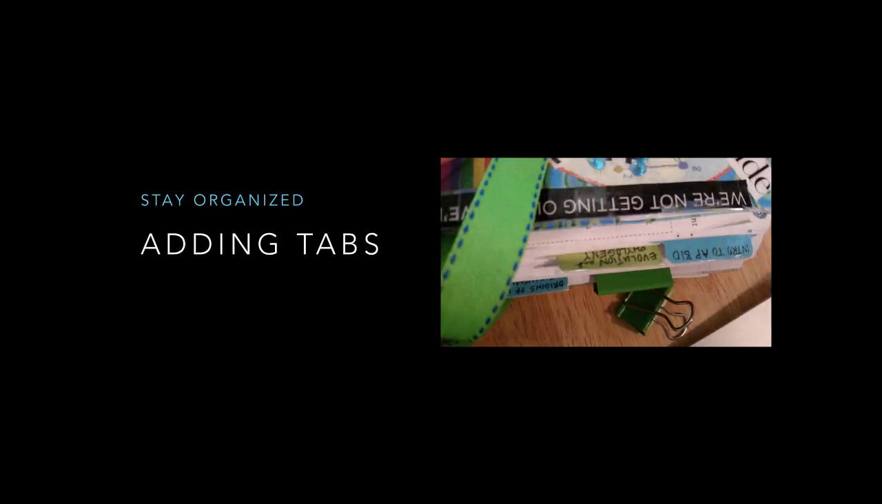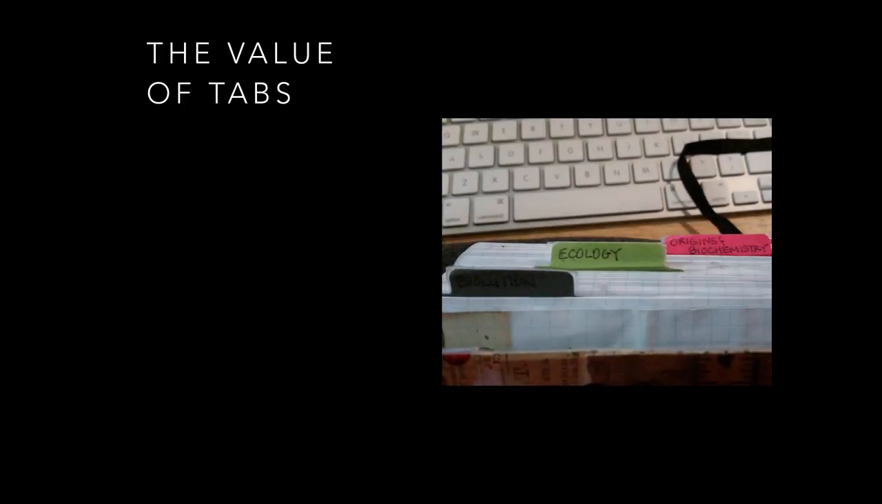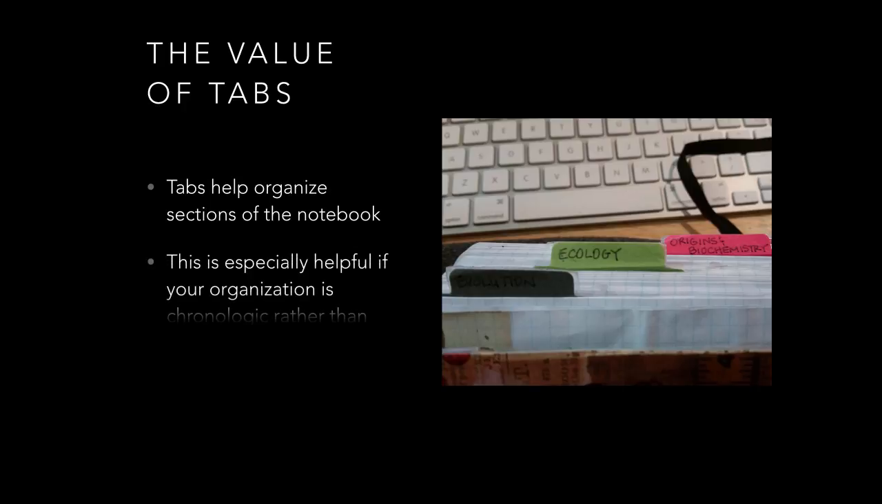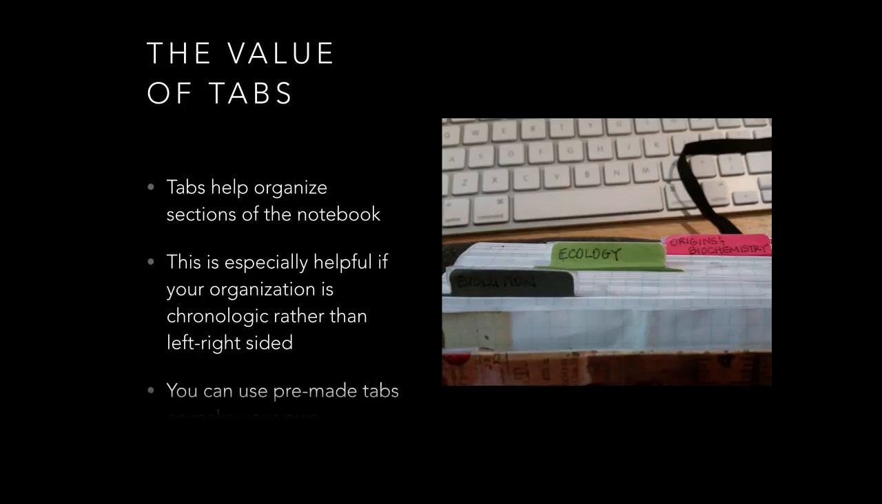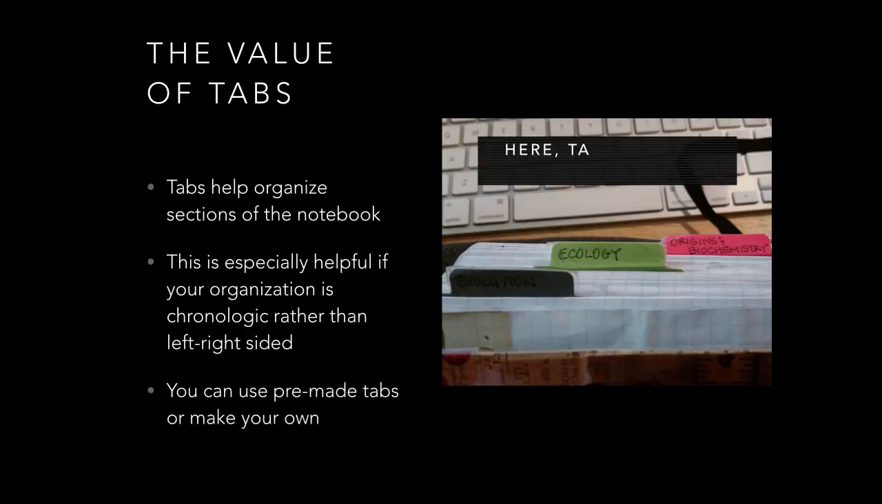Another way that you can stay organized is by adding tabs to your notebook. And let's talk about that. The value of tabs is that they, again, are a great organizational tool. They help organize sections of the notebook and make them visible. This is really helpful if your organization of the notebook is chronologic rather than left-right sided, as you see here.